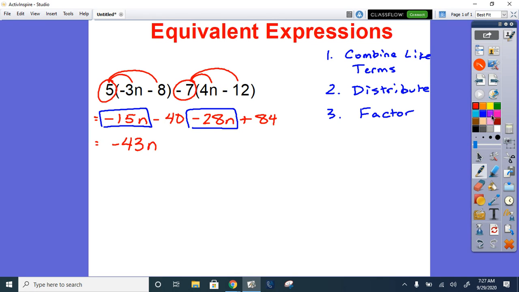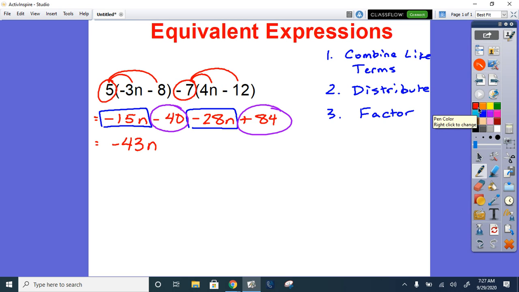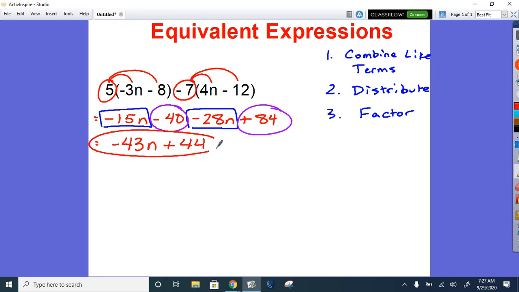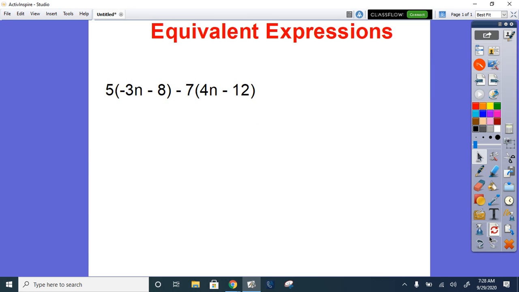The same is true when I start looking at my integers. Negative 40, positive 84. Different signs in that case. I'm going to subtract 84 minus 40, which ends up being a positive 44. And this right here is your simplified version, but it's also an equivalent expression to your original. So technically here we have two sets of equivalent expressions. As well, we had to first distribute and then combine like terms, which will typically be the way we work. Now, that being the case, what happens if you're given something like this?